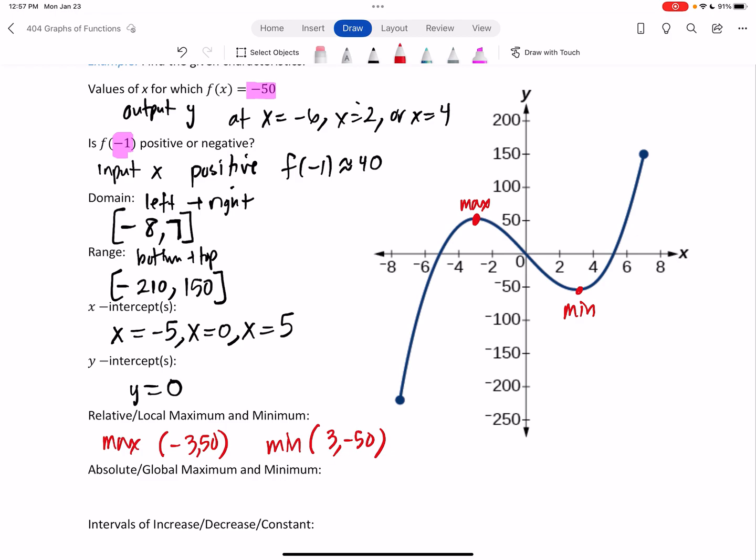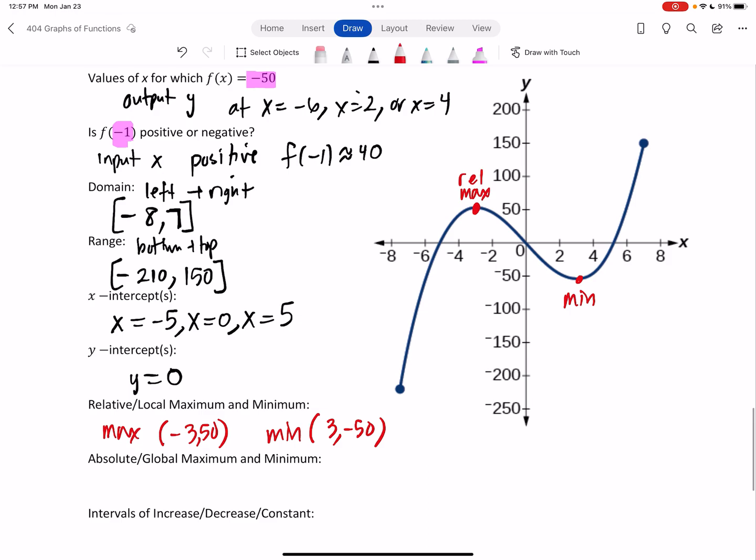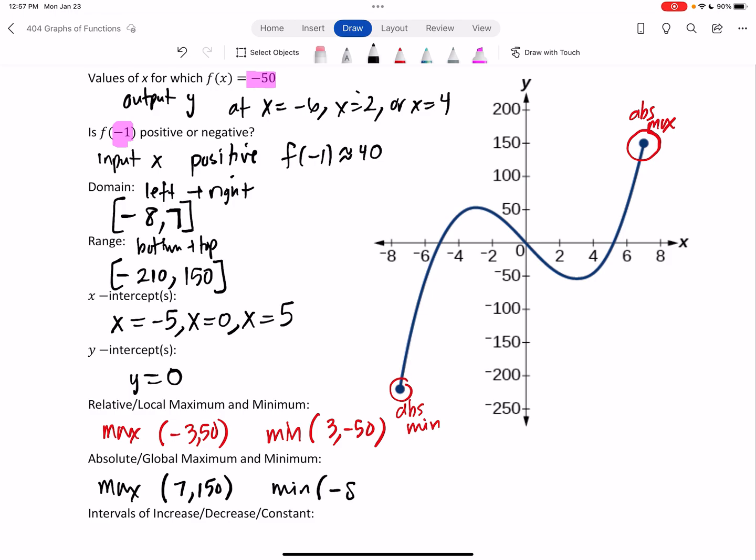It looks like. Okay, absolute. So these were just relatives, because they're not the biggest pieces in the whole graph. They're just bigger than the places around them. Absolute. So where's the highest point in the whole graph? Over here. This is an absolute max. And then the lowest point in the whole graph? Over here. An absolute min. So we're going to say the absolute max is at 7 comma 150. And the absolute min is at negative 8 comma negative 210.